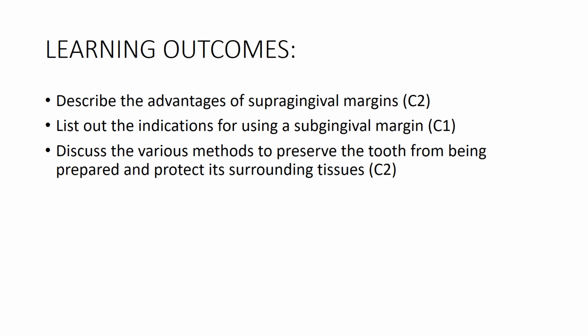These are the learning outcomes. The first is to determine what the advantages of using a supragingival margin are. The second outcome is to discuss the indications for using subgingival margins, in which situations we can and should use subgingival margins, so that we may know when not to use them. And the third outcome is to discuss the various methods that are available to preserve the tooth from being over prepared and to protect the surrounding gingival tissues, the interdental papilla, the cheek, and the tongue.